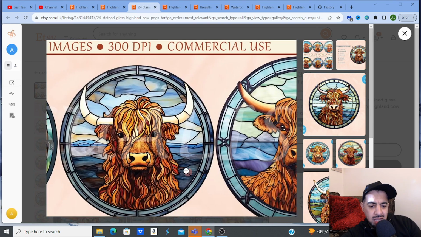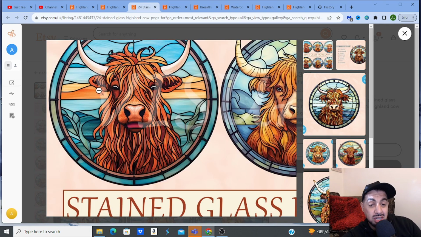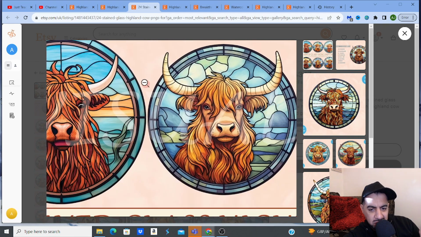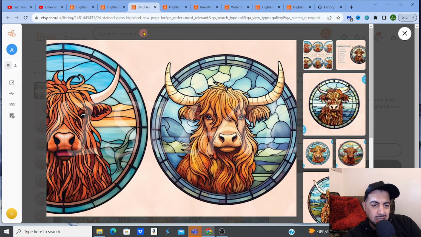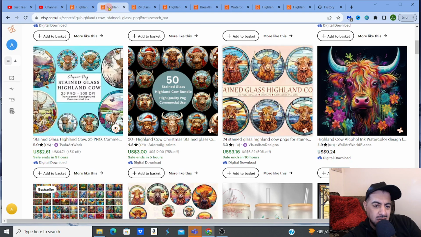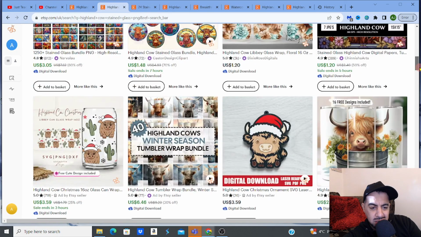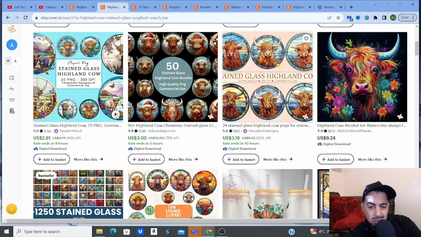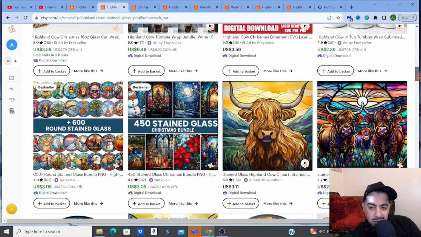So as you can see, this is a bundle of Highland cows in a particular style, which is the stained glass. And you can see what the stained glass is. They're like pieces of glass in different tones around the actual image. There are loads of listings of stained glass style because, like I said, they can be very popular. They may do this in different ways. These are ornament style stained glass Highland cows, which are quite popular. But there are many different types.